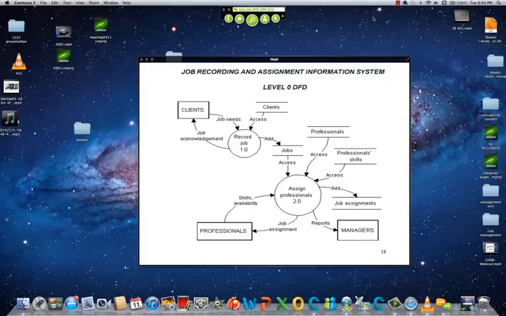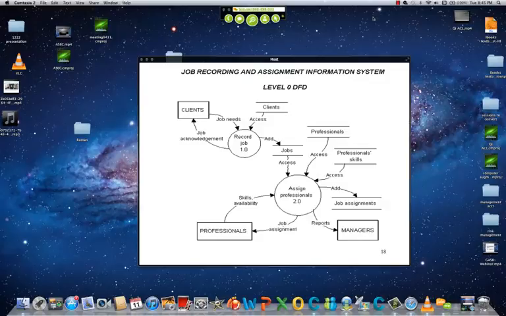The 0 here stands for this level 0 DFD. That's why I have 0. Level 0 DFD, so 1.0, 2.0. If you would have a third process, another circle, it will be called, well, some name 3.0, fourth one 4.0, and so on. So record job and assign professionals.